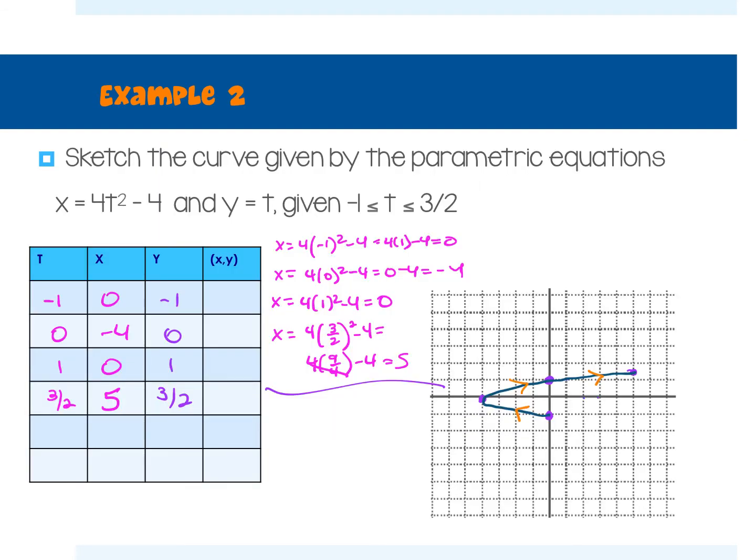Alright, so I did the -1 because that's the smallest one, and then the 3/2 is the biggest one, and then I just did the whole numbers in between. So -1, 0, 1, and 3/2. Plug those into the X, and you should have gotten 0, -4, 0, and 5.